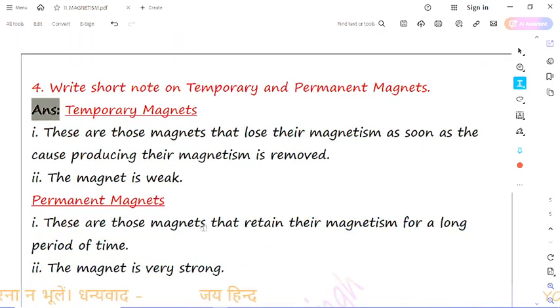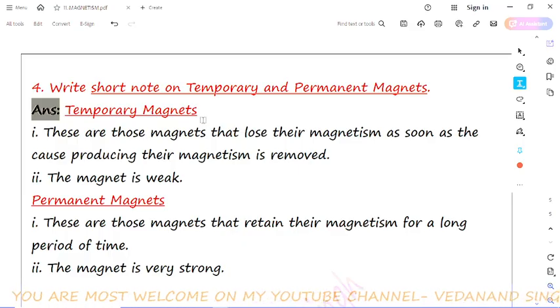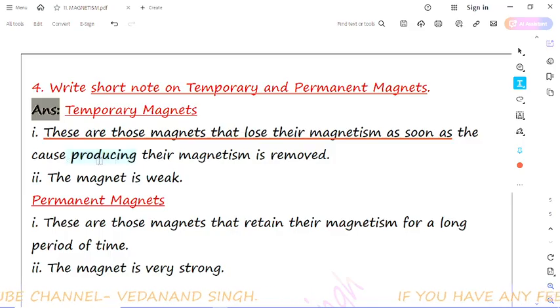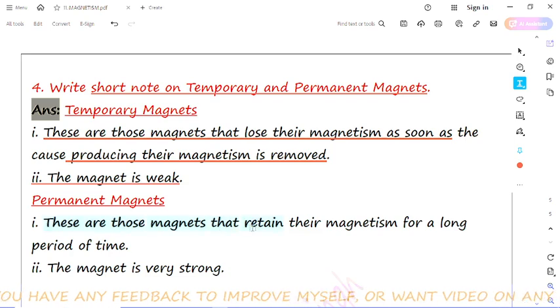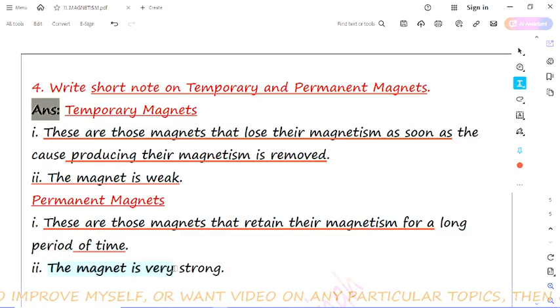Now the last question, I think, yes, this is the last question. Write a short note on temporary and permanent magnets. We have to write the difference between a permanent magnet and a temporary magnet. First, temporary magnets are those magnets that lose their magnetism as soon as the force that produced their magnetism is removed. The magnet is weak. Permanent magnets are those magnets that can retain their magnetism for a longer period of time. Along with this, the magnet is very strong.